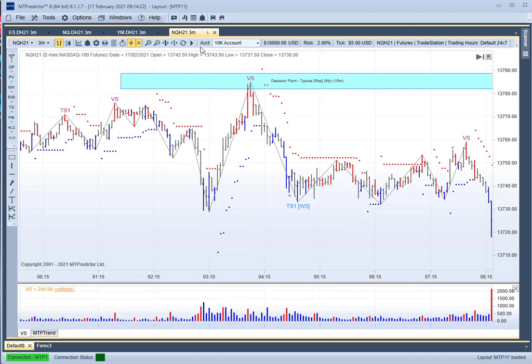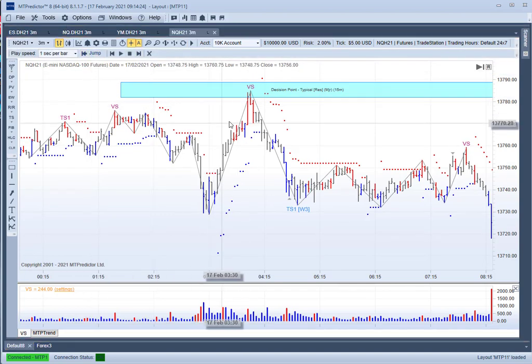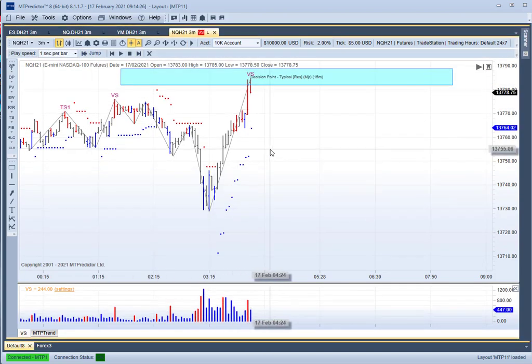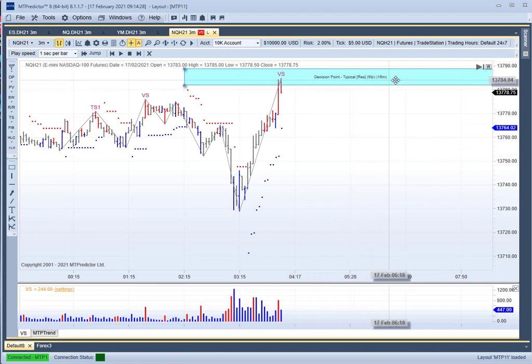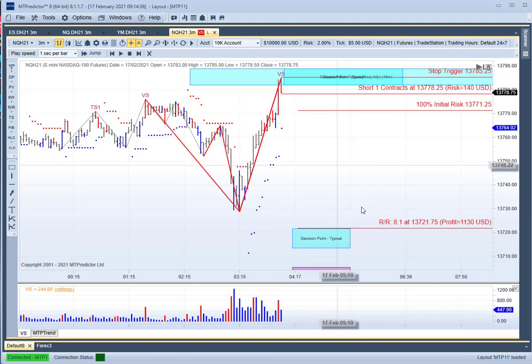If I just go back using our training mode just to show you what it would have looked like at the time, just so you can see how the analysis would have come on at the time. So that's what it would have looked like at the time. You can see there was our VS sell triggered as that bar closed. So you right mouse click, you do analysis. This then puts the trade setup on your chart.